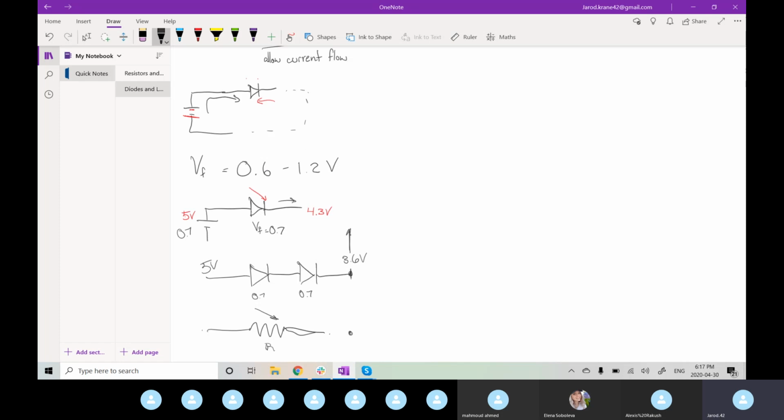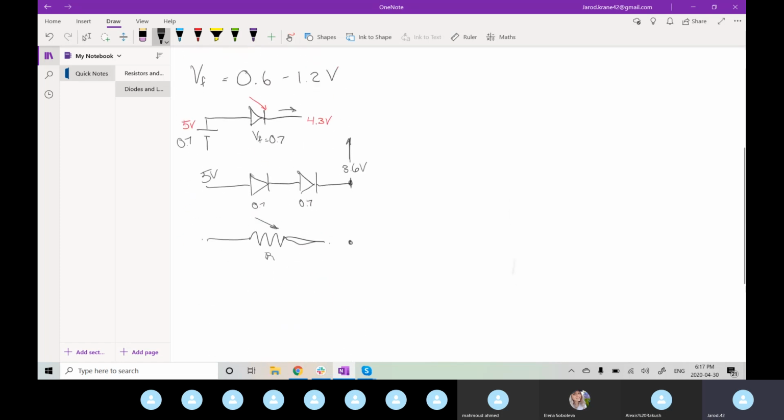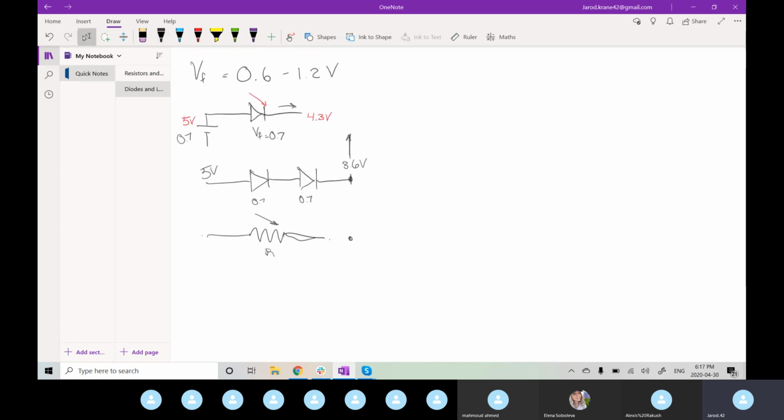Now, there is a case of diodes where they will allow current to flow in the opposite direction. So if you apply a large enough voltage on this side of the diode, you will be able to break through and cause current flow across the diode. This is known as the reverse breakdown voltage.